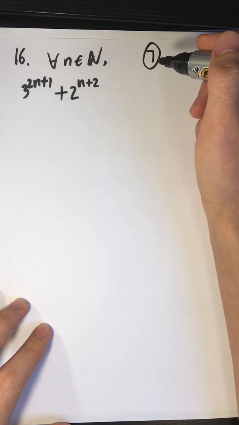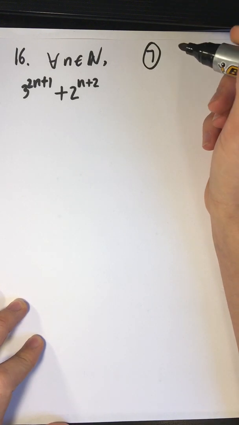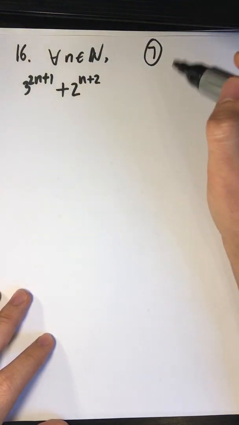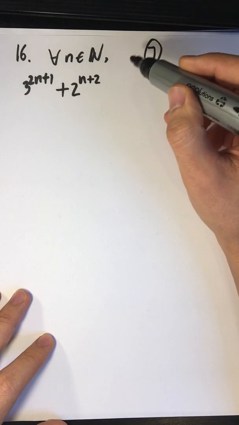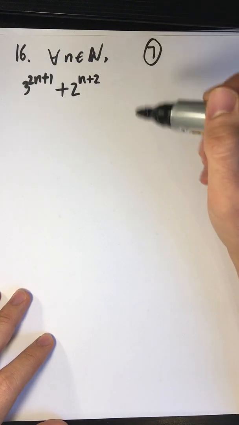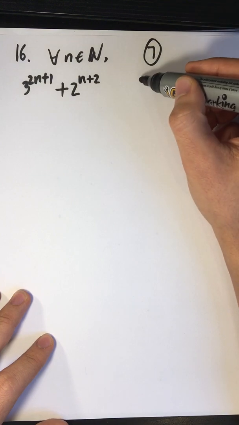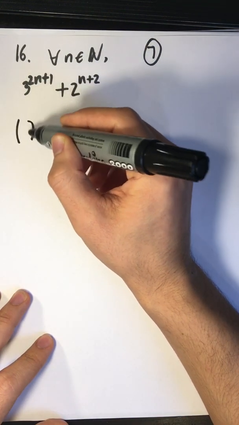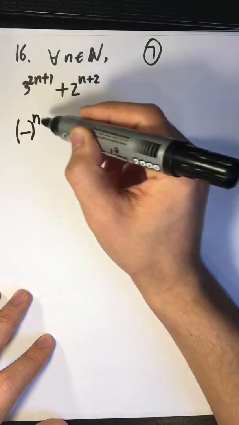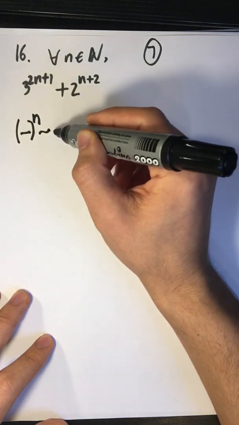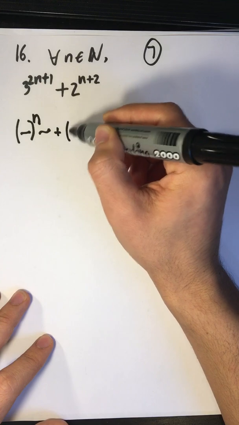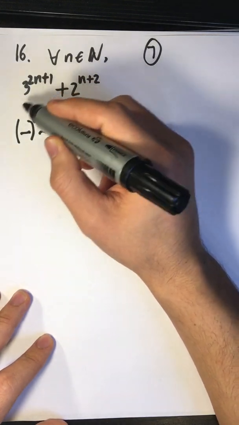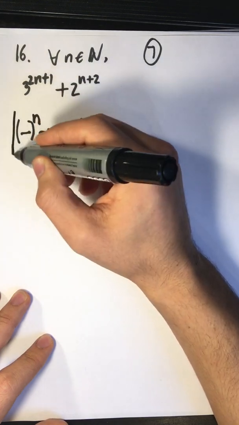Not using proof by induction. Okay, now in this case, the goal is just to separate n. What I mean is that you want to have something like 3 to the n times something plus or minus 2 to the n times something. It depends on the problem, but you want to separate this.